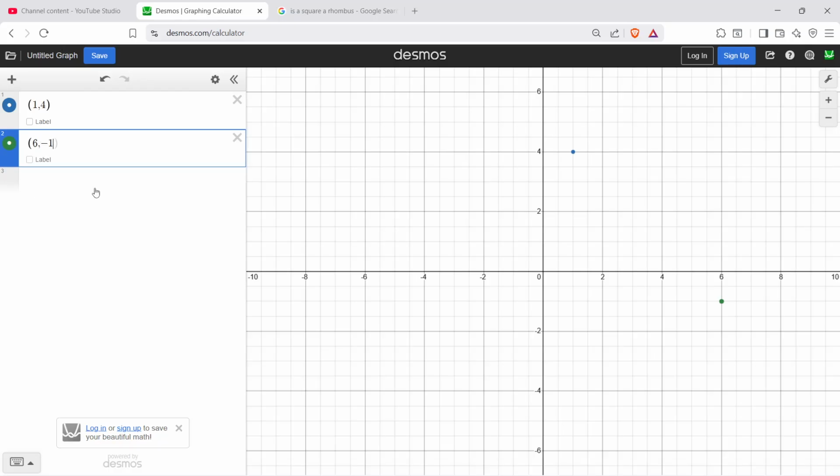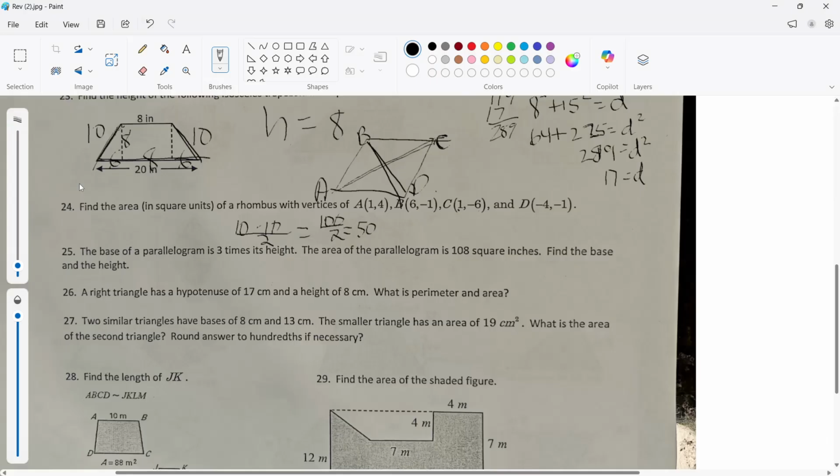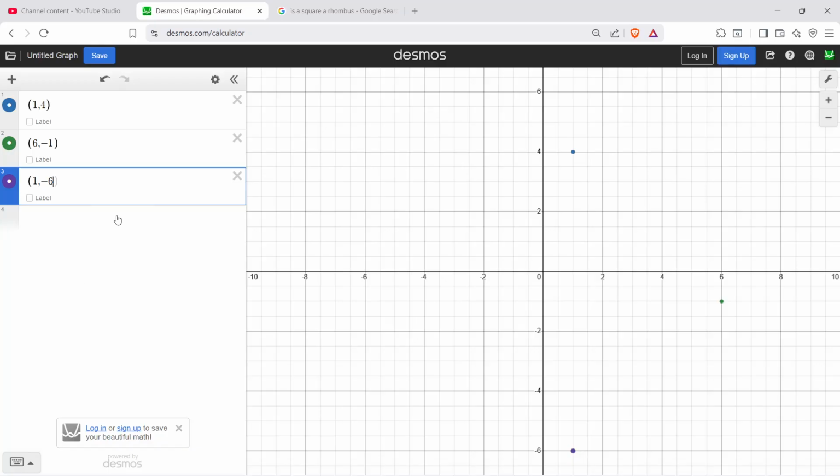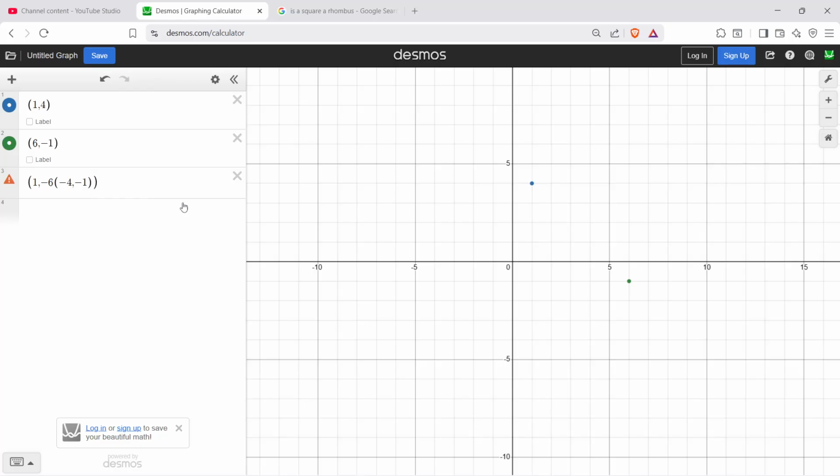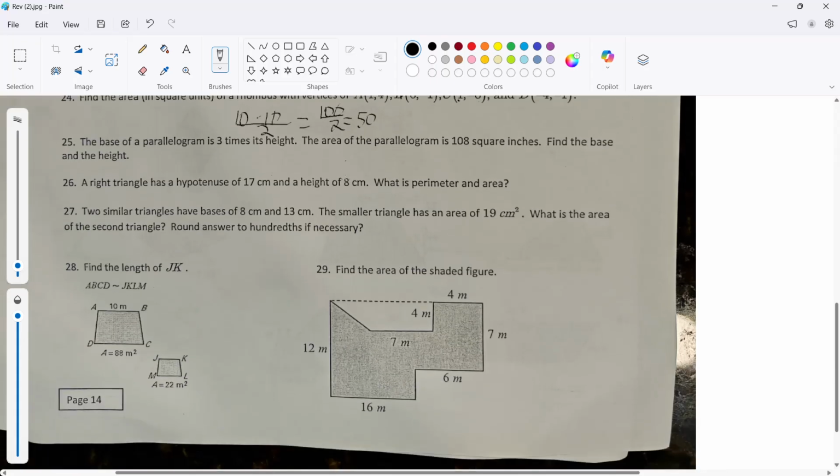Well, it doesn't look like it. 6, negative 1. 1, negative 6. Yeah, this is a square. And negative 4, negative 1. I put it right there. Negative 4, negative 1. Yeah. That's a square. If I draw lines between them, it's a square. Okay, so that's all right.